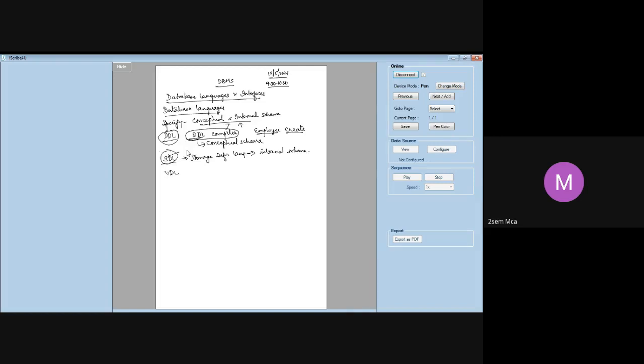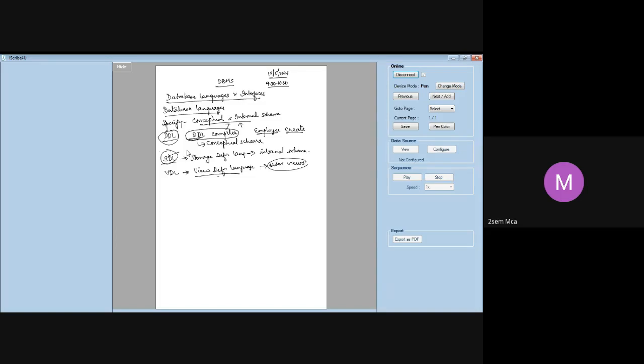One more language that we have is VDL. VDL is called View Definition Language. Now, this is used to specify the user views, that is your external schema. We have an external schema or the user view at the higher level. That user view is specified by using the view definition language. Now these are the languages which we make use of when you are trying to define the schemas.